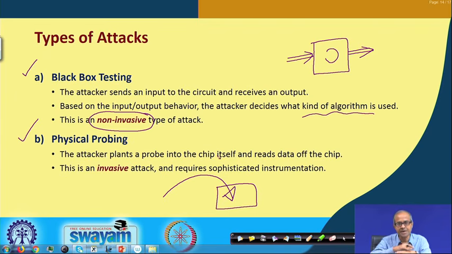Since here you are breaking open the chip, you are making some kind of damage in the physical packaging of the chip, this is a kind of an invasive attack, and obviously this requires very sophisticated instrumentation. If you try to break open a chip with a hammer, your entire chip will get destroyed. Okay, you cannot do anything.